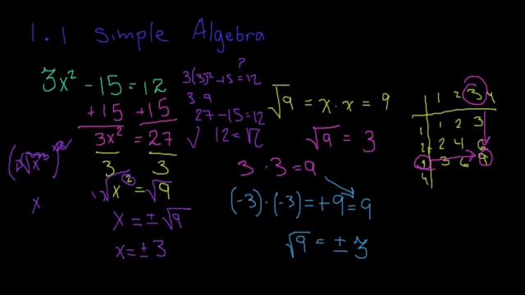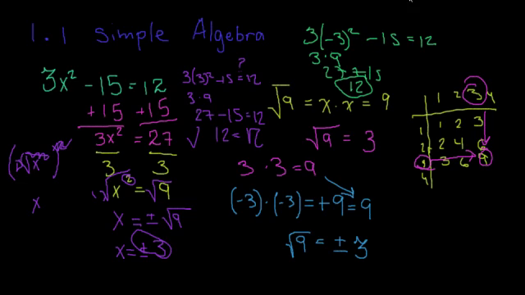So this is correct. Let's take, for instance, negative 3. It's going to be 3 times negative 3 squared minus 15, which should equal 12. What is negative 3 squared? We talked about it just now. That's 9. So that's 27 minus 15, which is 12. So 12 is 12, and that is also correct. So this answer right here is correct.